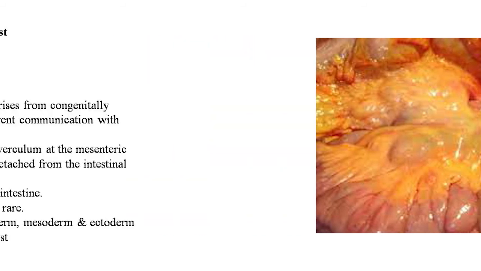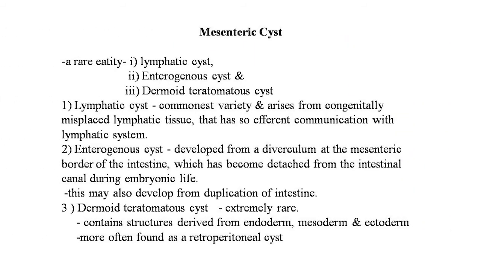Now, the mesenteric cyst. Mesenteric cyst is also a rare entity and is occasionally come across by the surgeon. The main three types of cyst seen in the mesentery are lymphatic cyst, enterogenous cyst and dermoid cyst. First, lymphatic cyst is the commonest variety and arises from congenitally misplaced lymphatic tissue that has no efferent communication with the lymphatic system. Enterogenous cyst develops from a diverticulum at the mesenteric border of the intestine, which has become detached from the intestinal canal during embryonic life. This may also develop from duplication of the intestine.